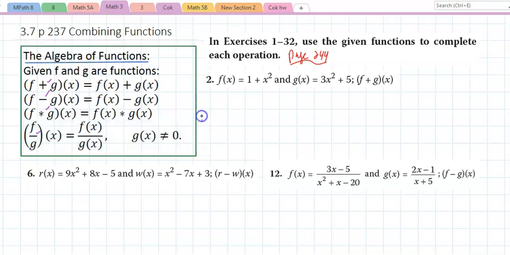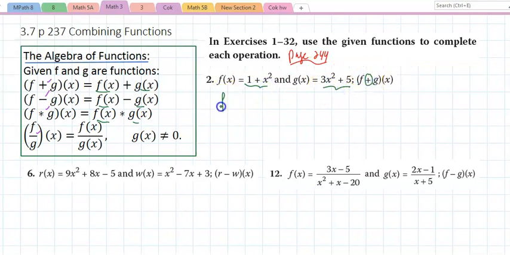The process is really straightforward. I'm not going to spend a whole bunch of time on it, but I'm going to do at least one of each so you can see it. If you're adding two functions, you end up adding the y's. F minus g of x, you subtract the y's. F times g of x, you multiply, and f divided by g, literally straightforward.